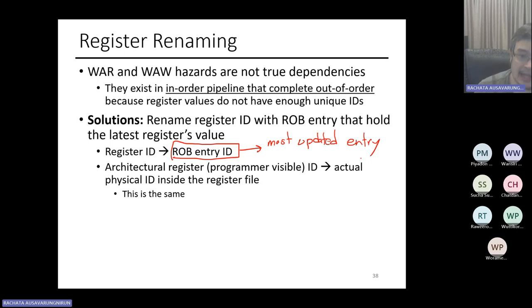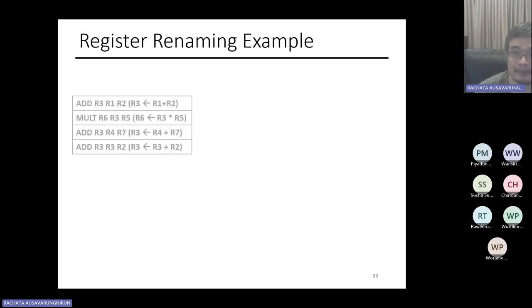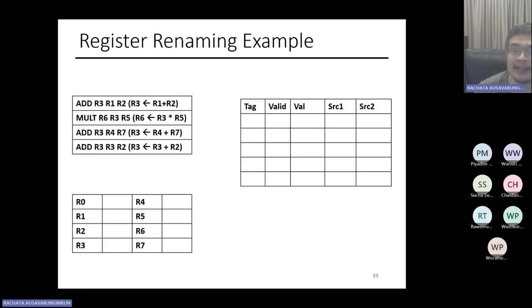And the architectural register that's programmer visible, that's the same register file. So this is called register renaming. And here's the example, right?